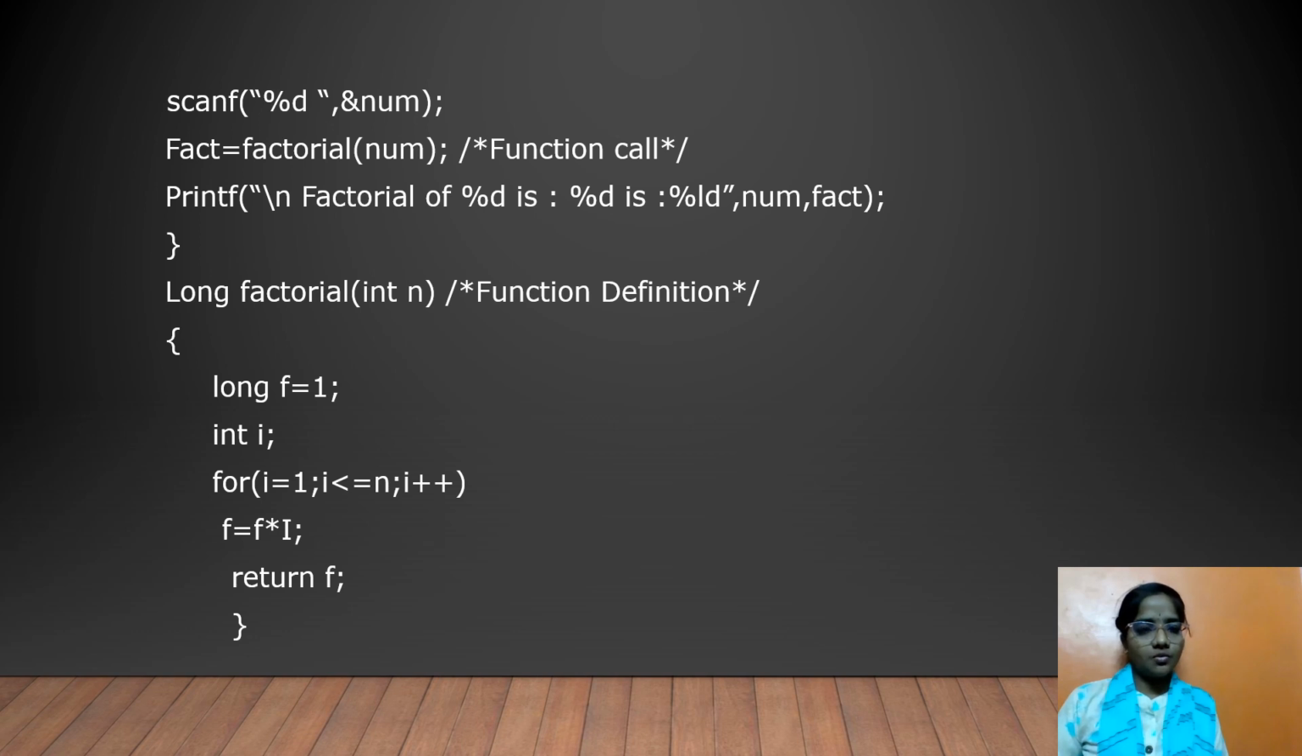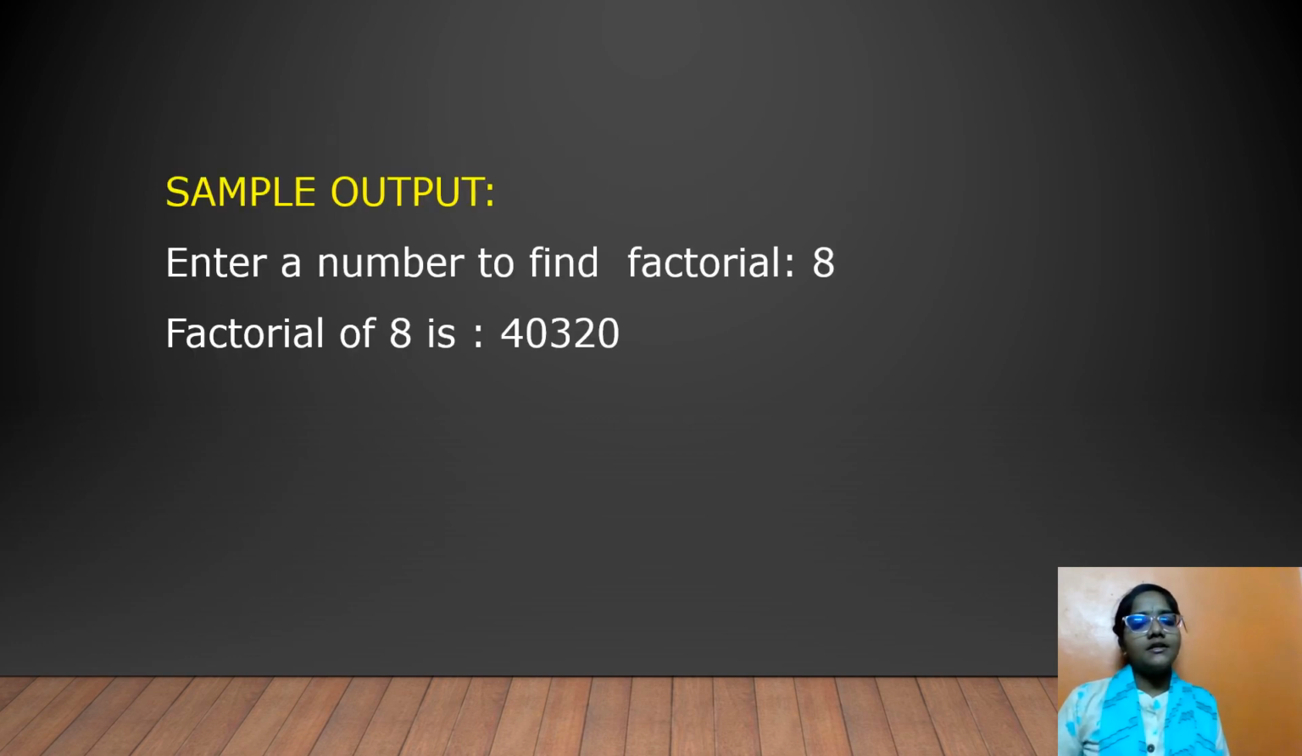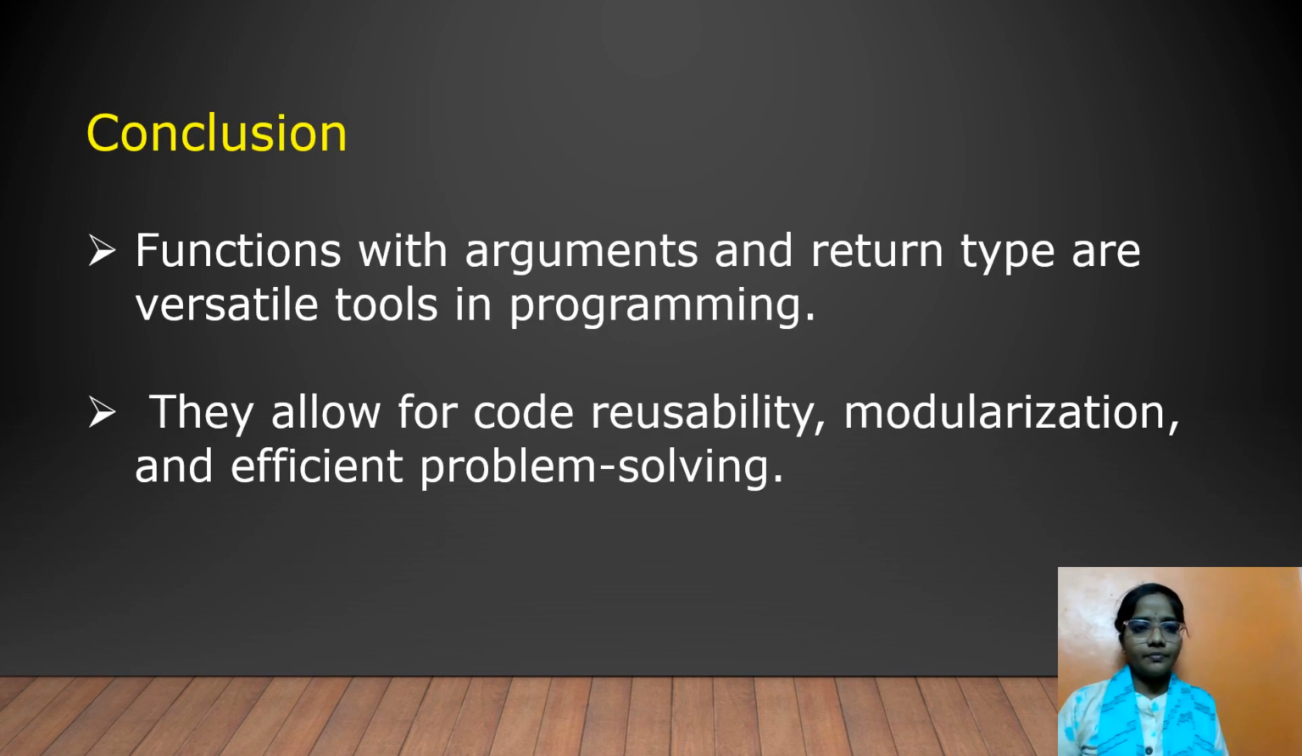And factorial, long factorial, it's a function definition. long f = 1, int i, for i = 1, i less than or equal to n, i plus plus, f = f * i, return f. And it's a sample output. Enter a number to find factorial. Here we entered 8. Factorial of 8 is 40320.